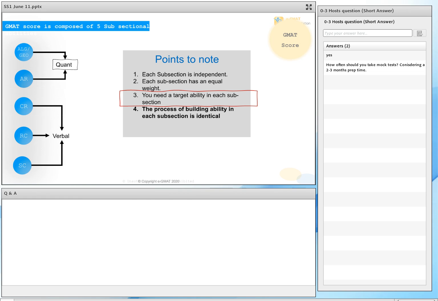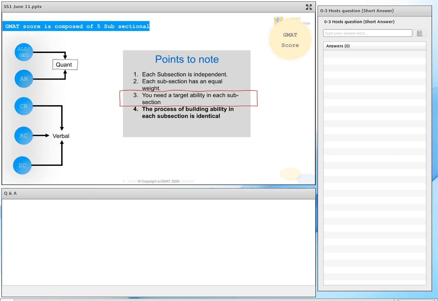Let's talk about taking mocks during your preparation. What happens when you take a mock test? You say, okay, I've studied CR for 10 days. Let me go take a mock test. You take a mock test, you do well in CR, and then you move on and say, let me just now start studying sentence correction or number properties. Does that happen? You study one topic for 10 days, you take a mock test, and you start studying another topic.